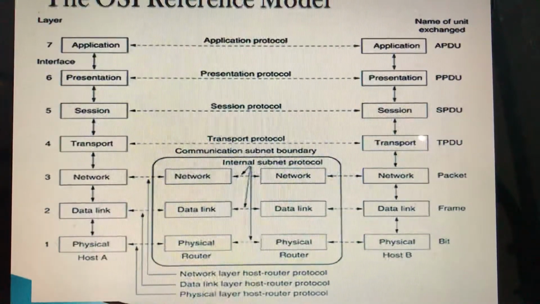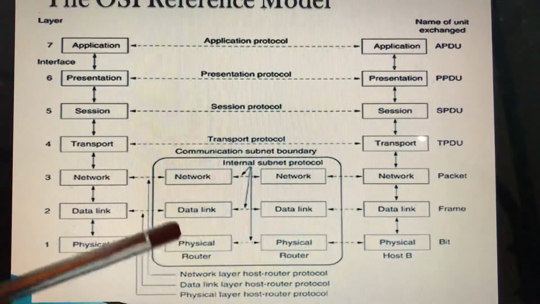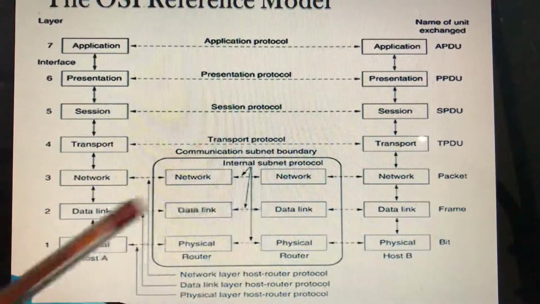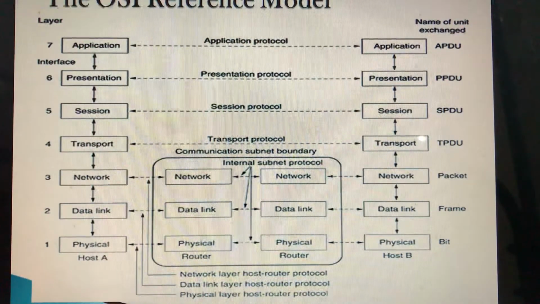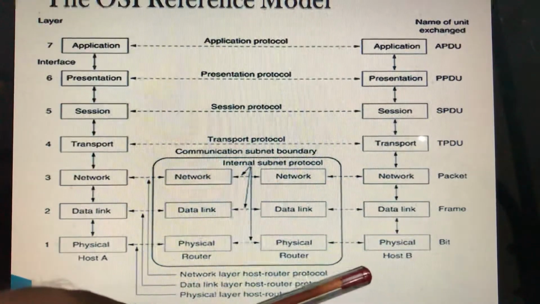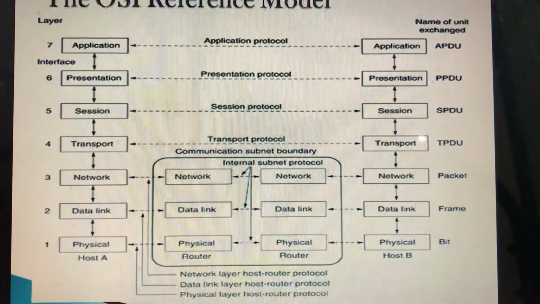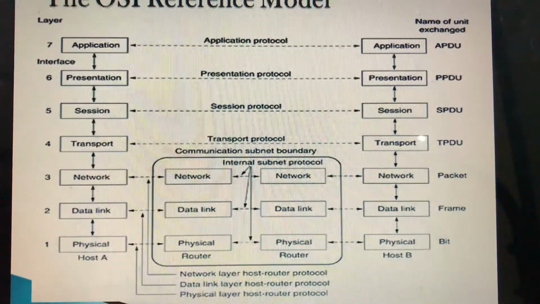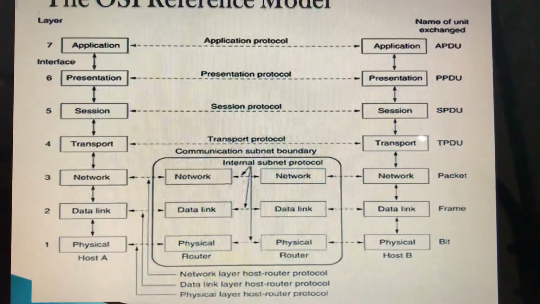In the figure, the name of the unit exchanged at each layer is also mentioned. In each layer, the data is named by a particular name. At the bottommost physical layer, the data is called a bit. In the data link layer, the data is called a frame. In the network layer, it is called a packet. In the transport layer, it is called TPDU. This TPDU is Transport Protocol Data Unit, which is also called a segment.